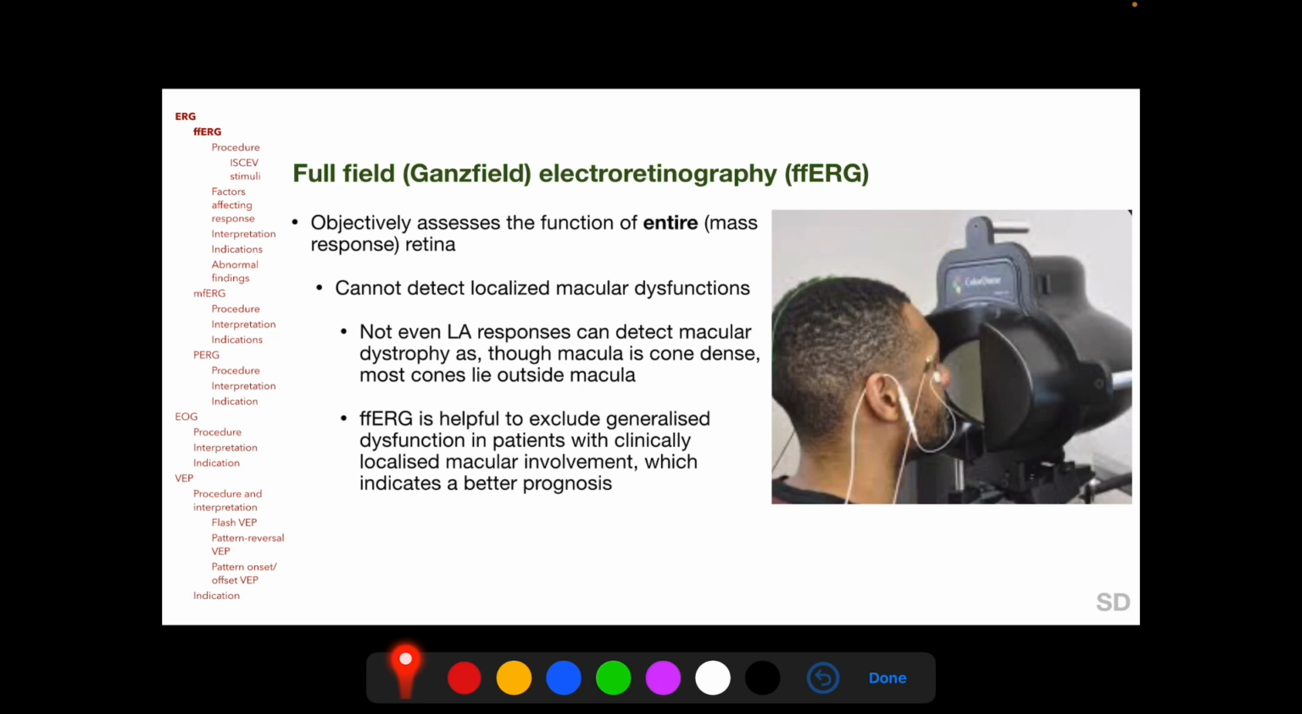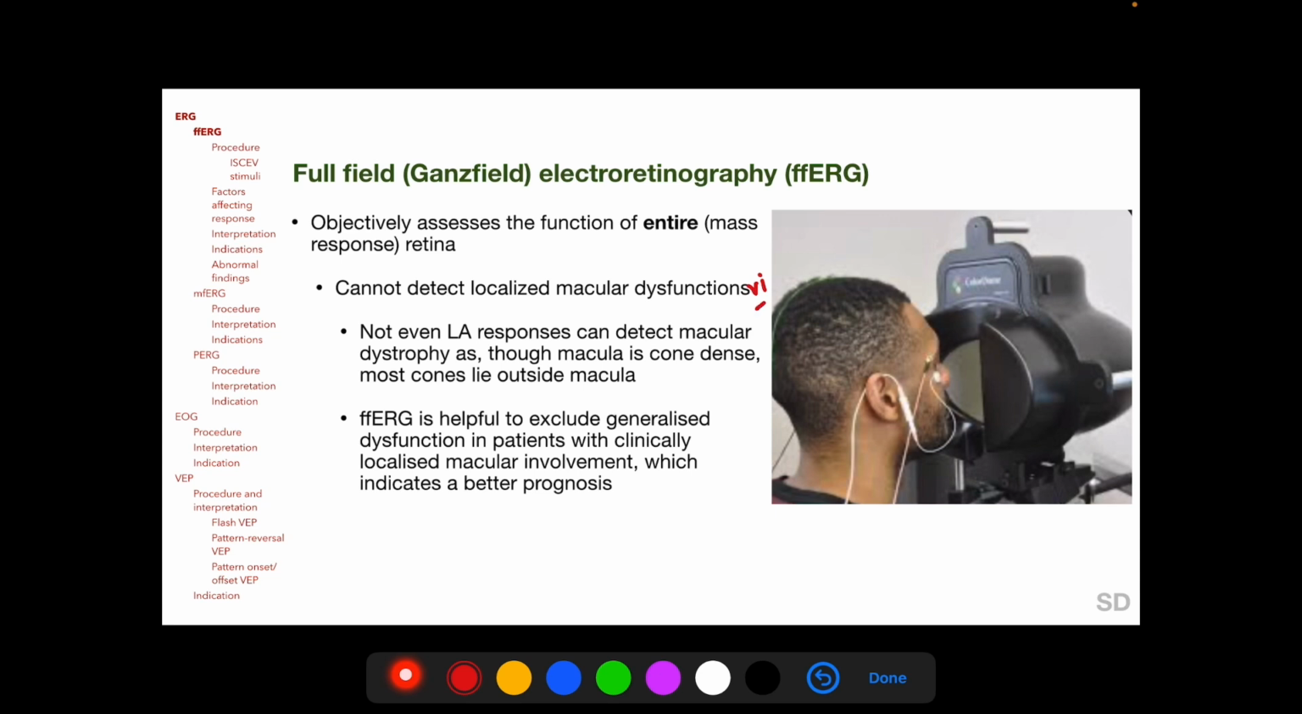Since full-field electroretinography assesses the function of the entire retina, the response in full-field electroretinography is also called the mass response of the retina. By the term Ganzfeld, we mean a uniform unstructured illumination used to stimulate the retina. What is important is that full-field or Ganzfeld electroretinography cannot detect localized macular dysfunctions, and this is very important to remember.